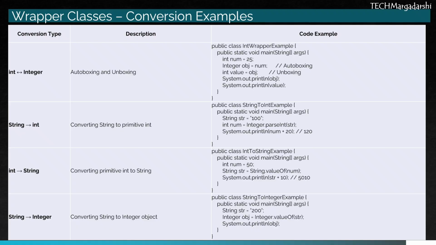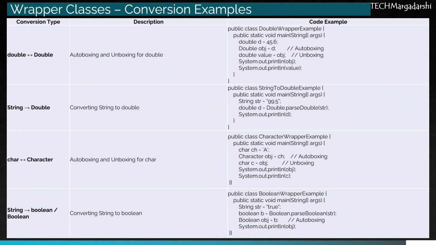Next is string to Integer conversion. In this example, a string is converted directly into an Integer object using Integer.valueOf. This is especially useful when working with collections like ArrayList, which store objects, not primitive values.